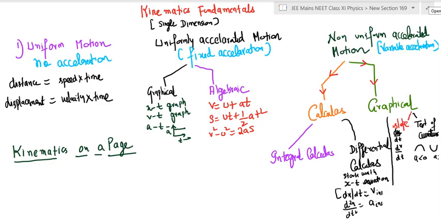Now to solve non-uniform accelerated motion, and analyze it, there are two techniques. One is calculus, the other is graphical. Depending on the situation, you can choose either of these. The techniques, for example, calculus, is not taught in class 9th. It is taught only in class 11th. So whenever you think of calculus, there are two types of calculus. One is integral calculus, the other is differential calculus.